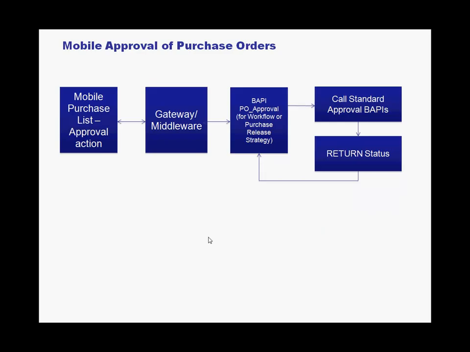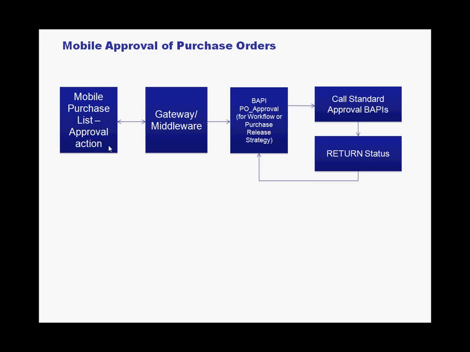This slide explains how the approval of the purchase order can be done from the mobile. Once the user approves the purchase order from the mobile, the user action is transferred to the backend ERP system via NetWeaver Gateway or the middleware. This triggers the standard BAPI which then approves the purchase order in SAP and sends a message back to the mobile. This message is displayed on the mobile and the purchase order list is refreshed automatically.